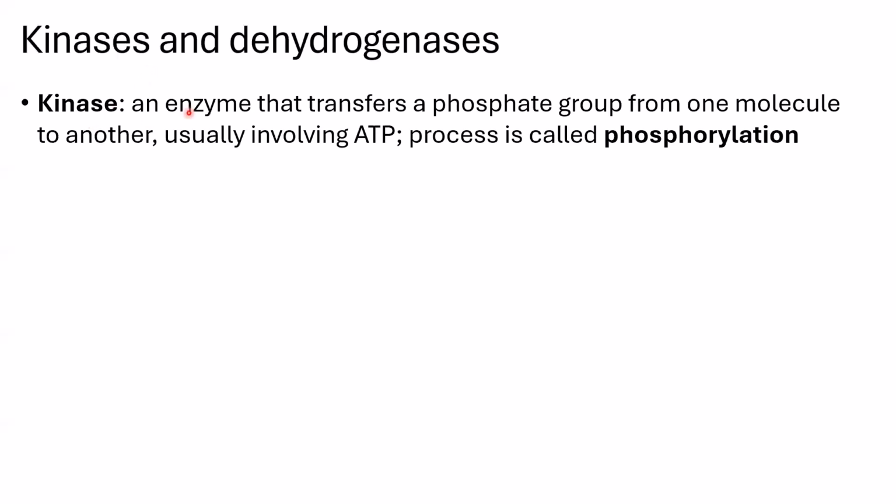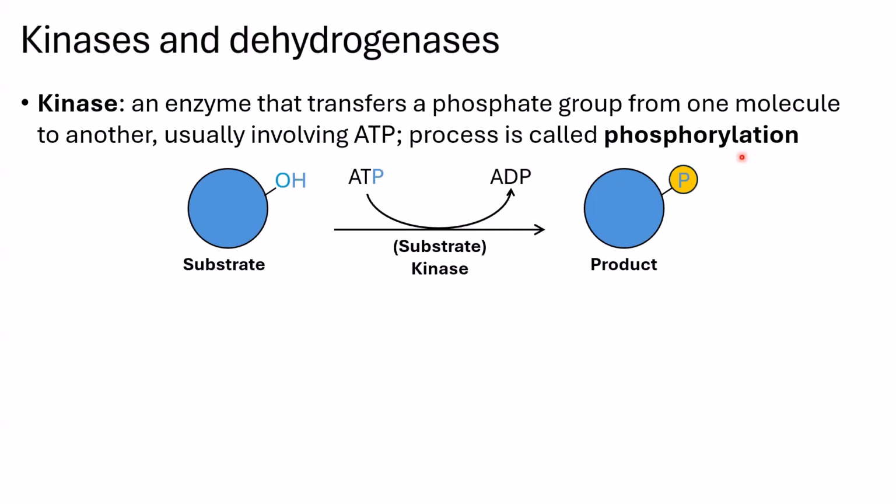same types of enzymes. Kinases are enzymes that transfer a phosphate group from one molecule to another, and usually either uses ATP as a source of the phosphate group or creates ATP by giving it the phosphate group. The addition of a phosphate group to a molecule is called phosphorylation. This is a generic example.